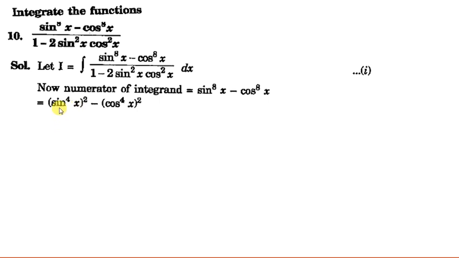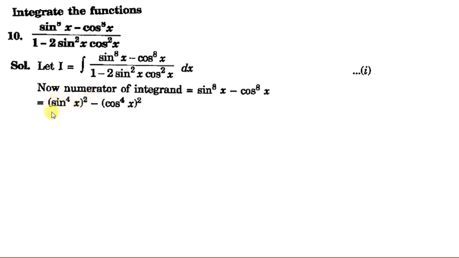Integrate (sin^8 x minus cos^8 x) divided by (1 minus 2 sin square x cos square x). Here the numerator can be written as (sin 4x) raised to the power 2 minus (cos 4x) whole square.